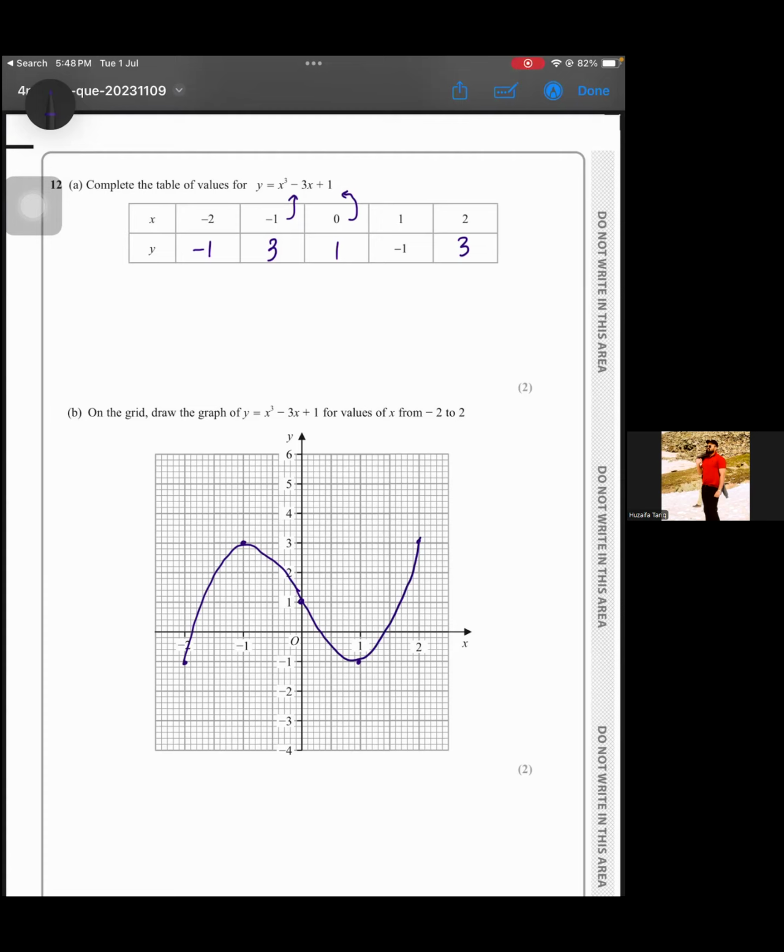Because we know in the cubic curve, we will be having the two peaks, right? Yes. And for this plus one, this will be your axis. So you have to draw like this. So this will be your final graph, right?